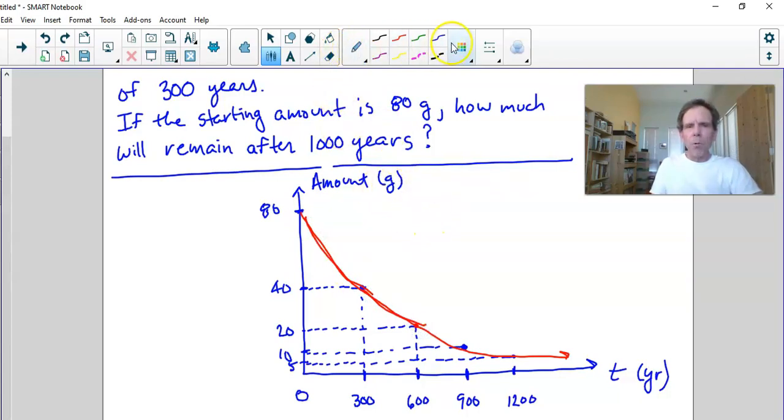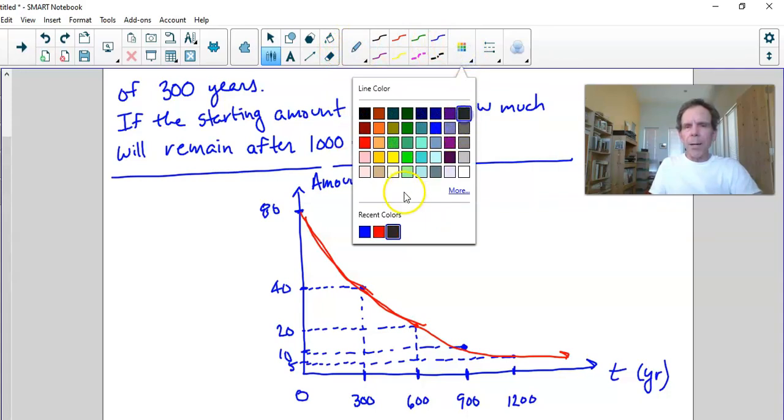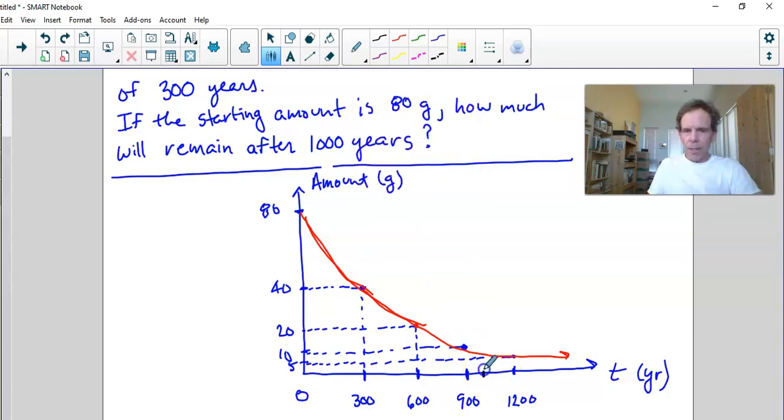And we can see where we want the amount. We want the amount when the time is 1,000. Maybe that's about here. 1,000. And if I go up to the graph and then over, you can see, it's not too bad, that the amount we want is going to be between 10 and 5. So our amount is going to be bigger than 5, and it's going to be less than 10. So we've narrowed it down a little bit. We're going to have somewhere between 5 and 10 grams when we're done.